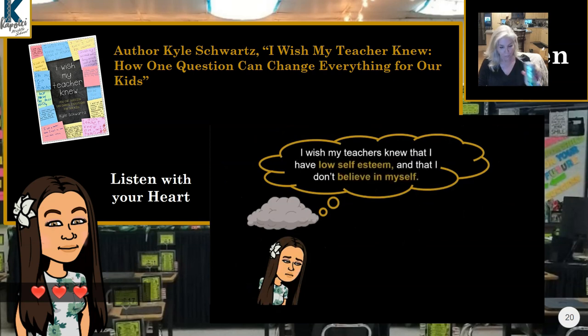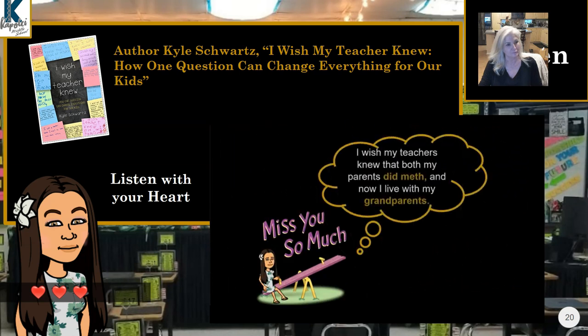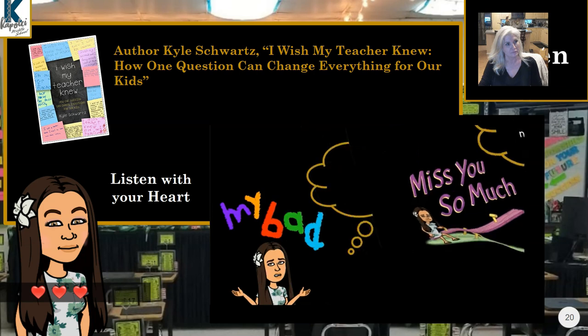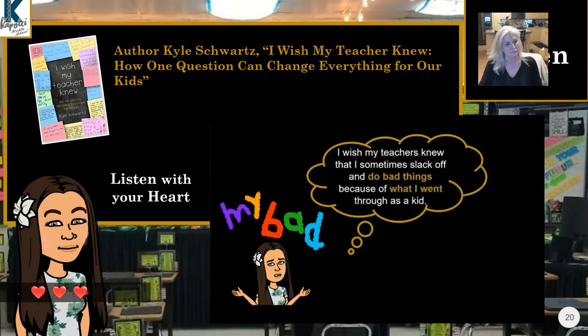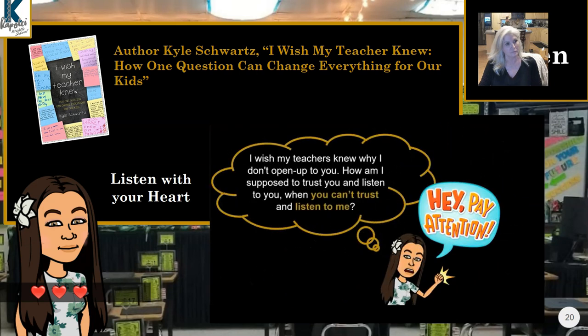I wish my teachers knew that I have low self-esteem and that I don't believe in myself. I wish my teachers knew that I think about what my parents might feel every day when I'm on either my dad's side or my mom's side of the family. I wish my teachers knew that both my parents did meth, and now I live with my grandparents. I wish my teachers knew that I sometimes slack off and do bad things because of what I went through as a kid.